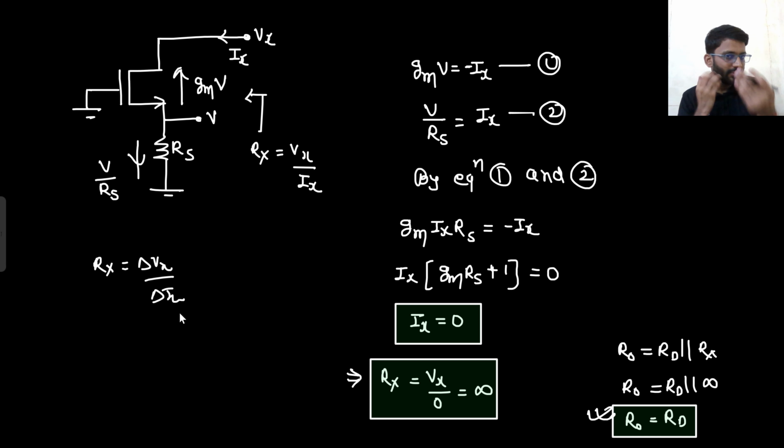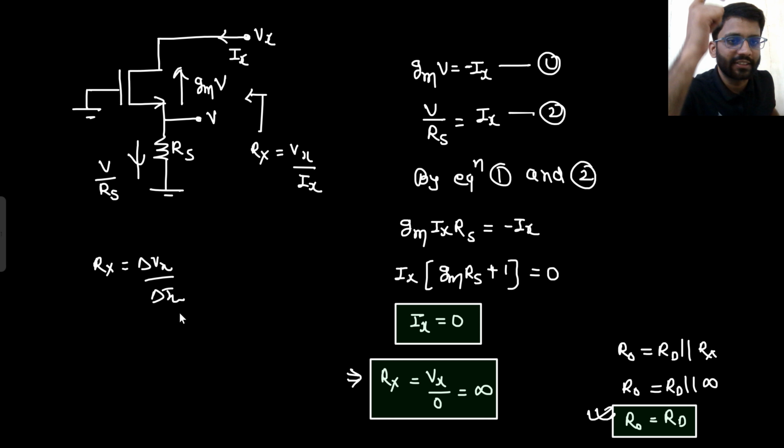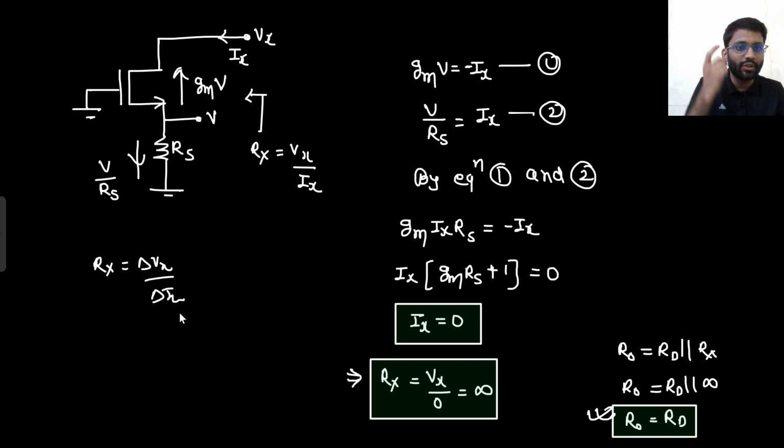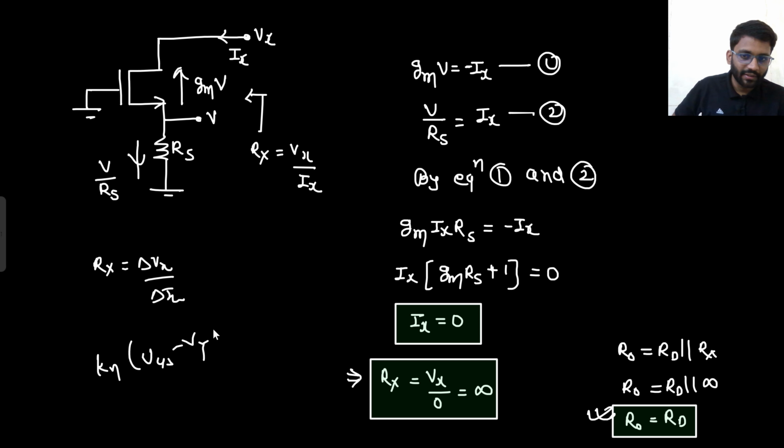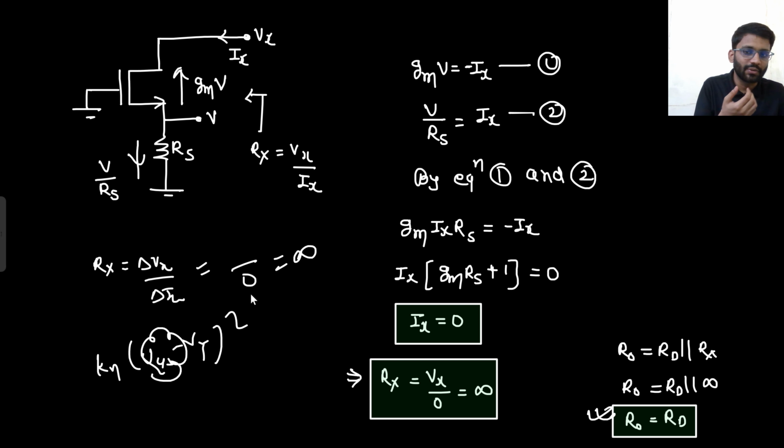Vx by Ix, so simply from 0 to Vx you increased. Whatever change you made in Vx, what will be the change in Ix? Does Ix depend on the change in Vx? If you are changing Vx, you are changing the drain potential, not the gate potential or source potential. The current is not even depending on the drain potential. The current will depend on VGS minus VT square. So no matter what you change, the change in Ix will be 0 only. So the resistance will be infinity.